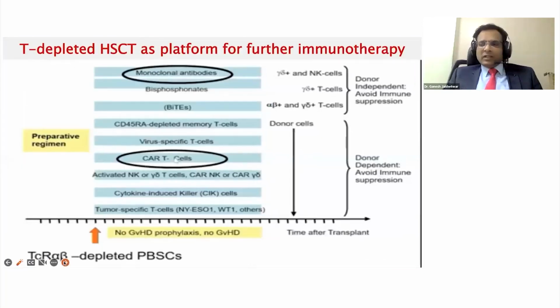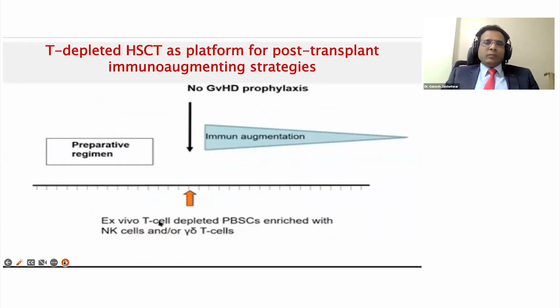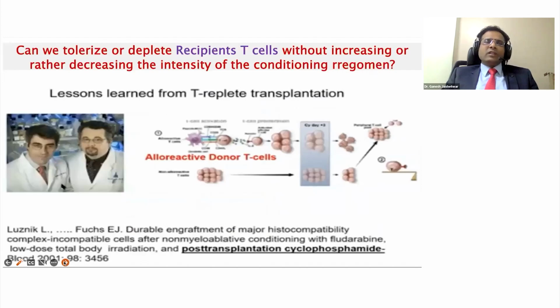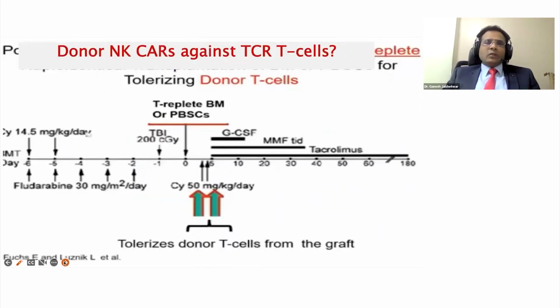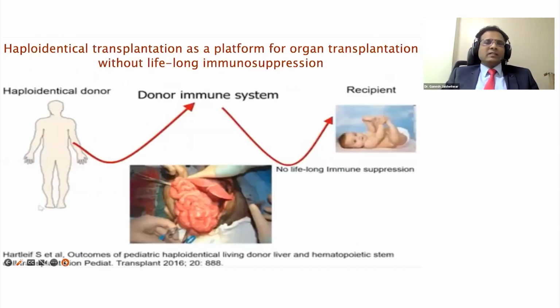So as I mentioned earlier, the T-deplete haploidentical stem cell transplant has been extensively used as a platform for further immunotherapy, improving the outcome of such transplants. So there are many various ways. After the first experiment by Leo Luznik and group in 2008, they taught us how to tolerize the donor T cells by PTCY, and based on that platform, there are various novel interventions like tolerizing donor T cells beyond PTCY by adding donor NK CAR T cells.